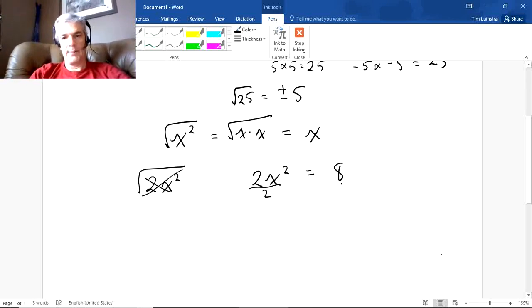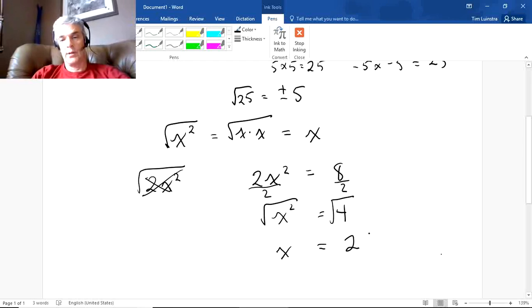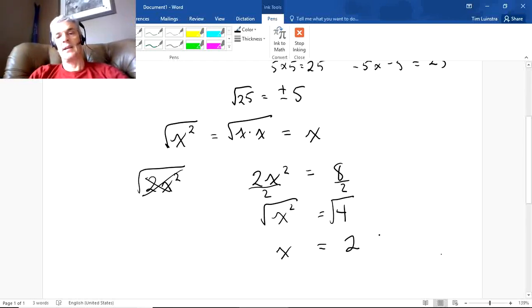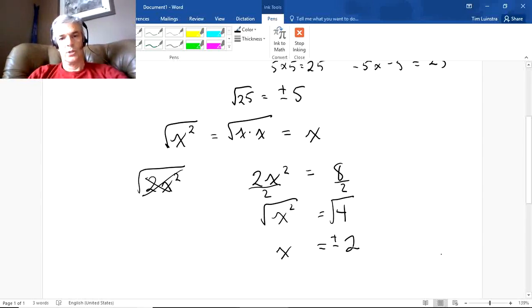So what do I do? I divide both sides by 2, okay? And I get x squared equals 4. Now let's take the square root of x squared and the square root of 4. The square root of x squared, as I showed up here, is simply x. And the square root of 4 is any number that when multiplied by itself will give me 4. In other words, square it. Well, that would be 2. And because of the nature of things, it can also be minus 2. So we often just write it as plus or minus 2. Okay.